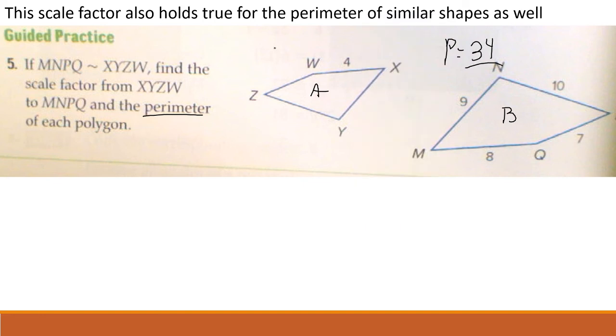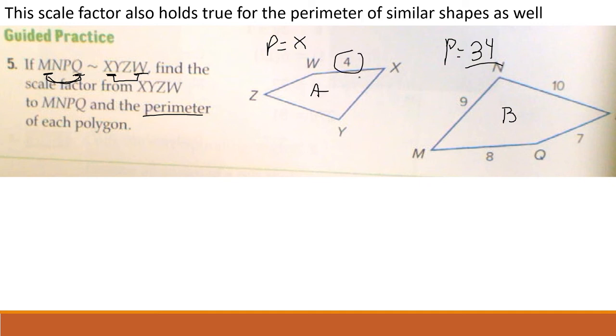So one down. This polygon's perimeter is, well, I don't know. I have a 4, but I don't have any other sides here to add. So this one I'll just call x. I don't know what the perimeter is. But I can find it out using my scale factor trick again. So for instance, if we look at the similarity statement here, I know what wx is, right? wx is 4. So here, I know that wx is 4. So I know the first and the last letters, that side is 4. What would that correspond to over here? Well, if I did wx, that means that should correspond with qm, because again, the letters are in the same arrangement there. So qm is 8.